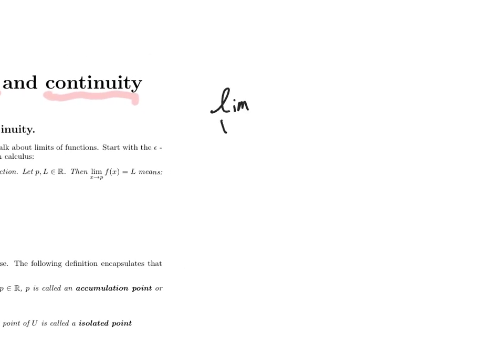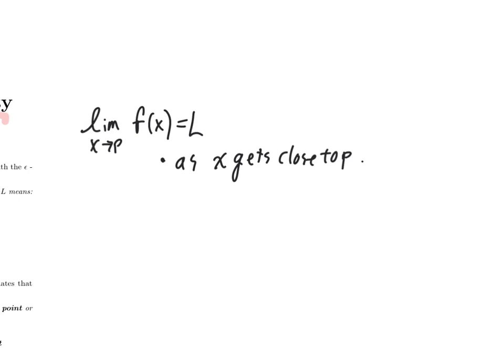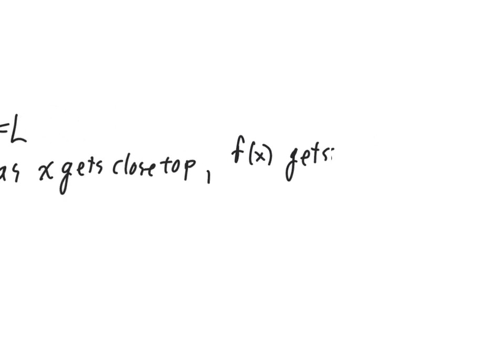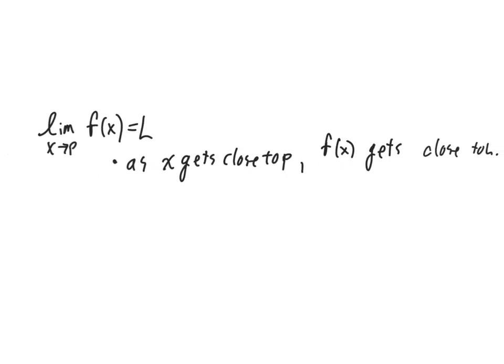So, right, let's go off to the side and maybe motivate it a little bit. So when one says the limit as x approaches p of f of x is equal to L, on the one hand that should mean something like as x gets close to p, f of x gets close to L. Right, of course that's what it means. And let's just try to get a little bit more precise.